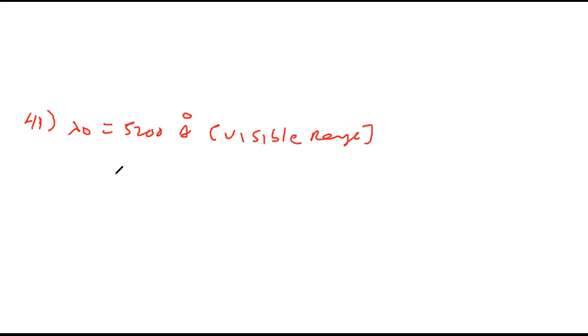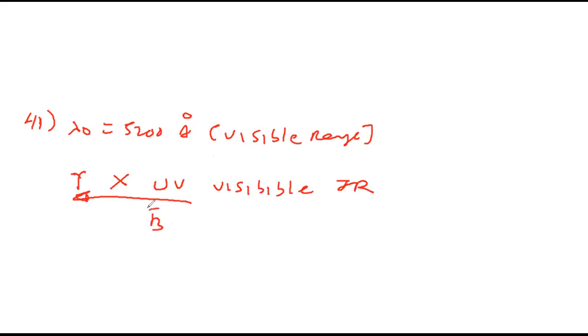So for emission, we should have less than visible range. Gamma, X-ray, UV, visible, infra, this is the series. So less than this means it can be ultraviolet, it can be X-rays, it can be gamma, but not infrared. So B option will be the emission.